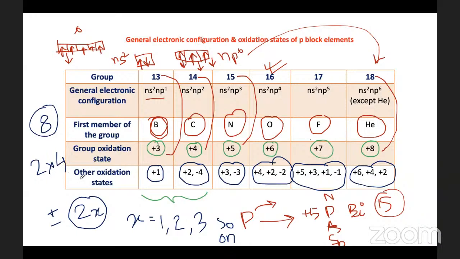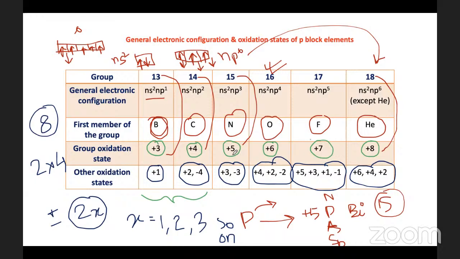So this is the trick that I have told you: if you have to remember the abnormal oxidation states of each group, you just have to remember the main oxidation state of the group. Suppose we are talking about group 15. The most common oxidation state will be +5, and it also has +3 and -3.